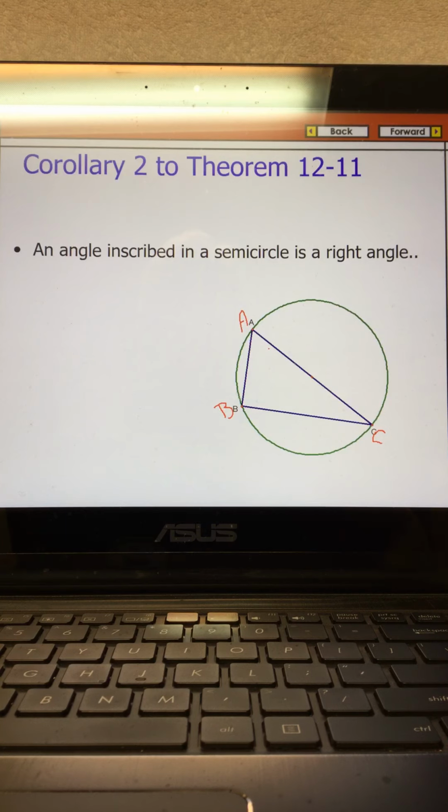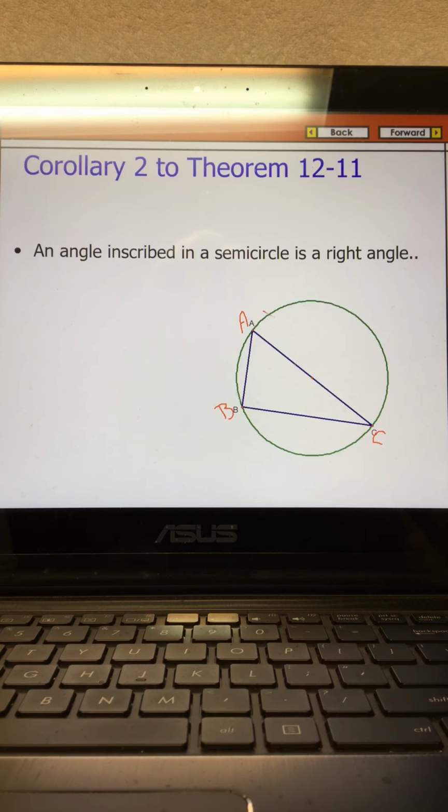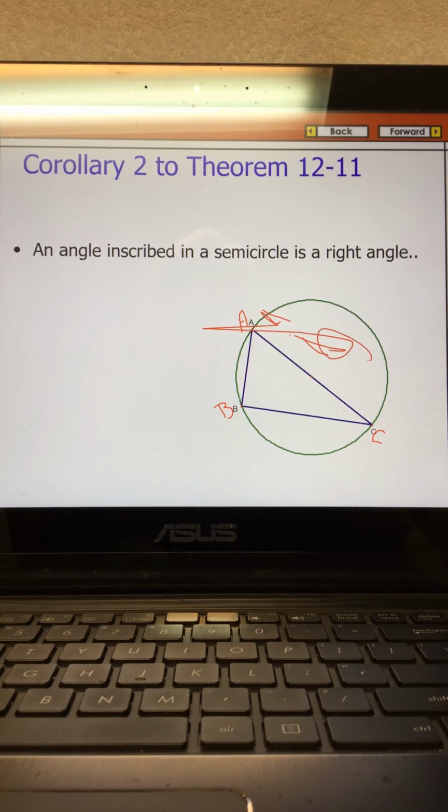All right, corollary 2. It says an angle inscribed in a semicircle is a right angle. If you notice this, I don't even need this part of the circle. This angle right here is contained within the semicircle. See the diameter here? So this angle is cutting a semicircle, or it's inscribed inside the other semicircle. Half of a semicircle is a right angle.